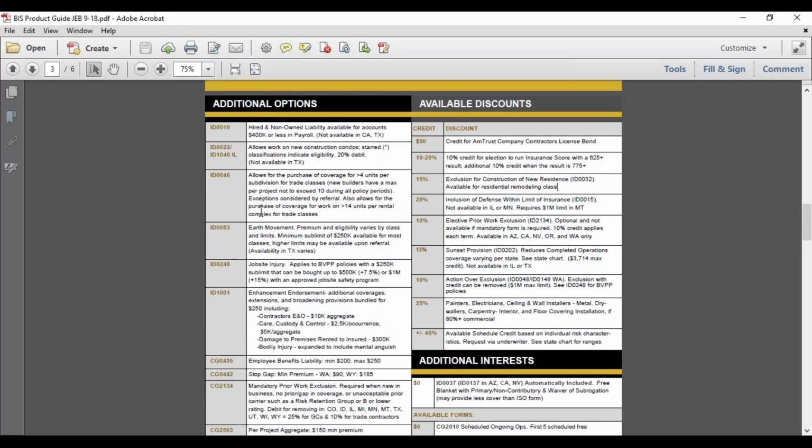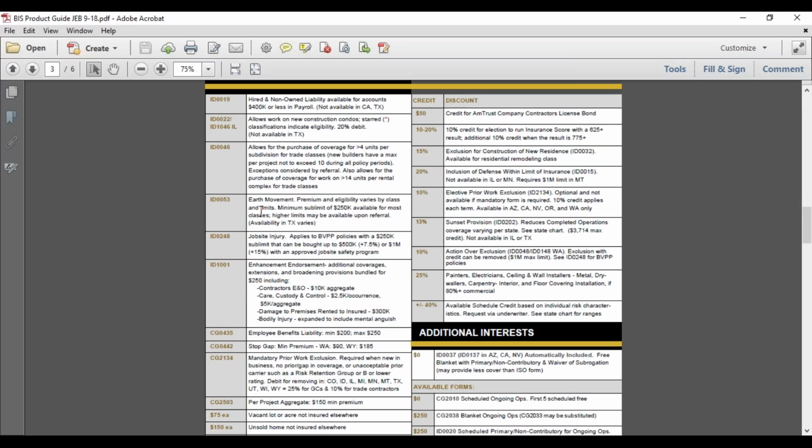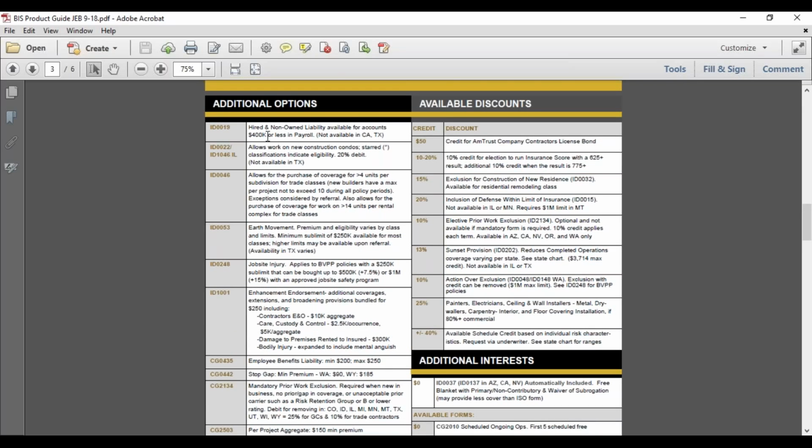Some other options, and I think it's important to talk about these. We do offer hired non-owned, except for California. So if you're a California producer, it doesn't make sense to know about it. So for condo work, normally condo work is limited or excluded, but for certain classes, we allow new construction condo work, for example, and it's starred in the classification page.